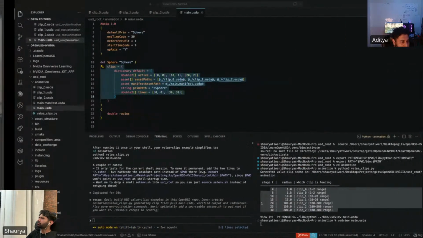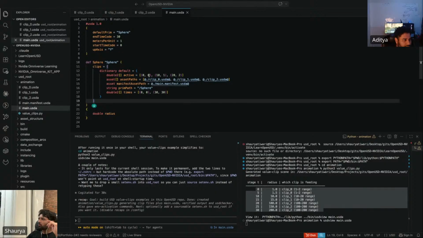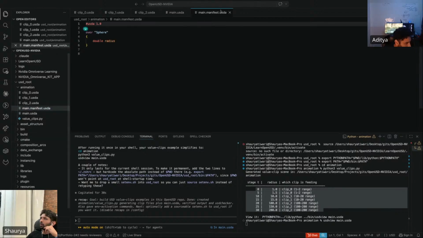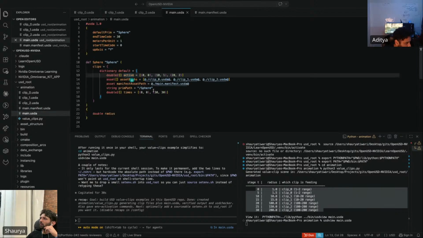Then we have our rubble prim. That's what I would say over here. Let's say that instead of spear we have rubble. So if you go back, one second. I'm just trying to understand the asset manifest path, main dot manifest path. What is this? Manifest asset path. Main dot manifest. What is this? Radius? Prim path. Okay. Clip.